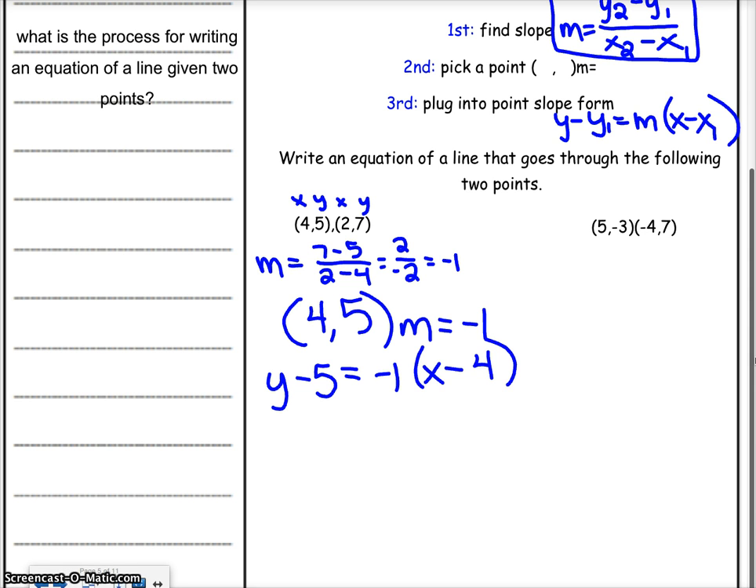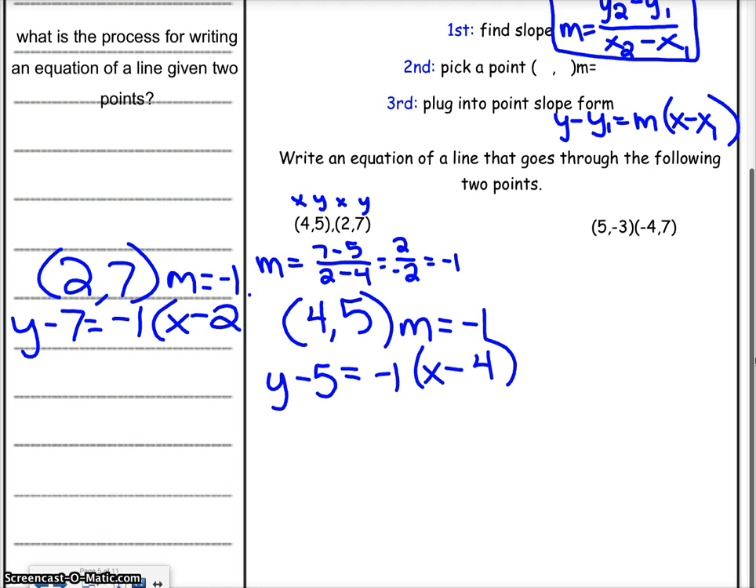Same thing. You could have done 2, 7. It'll look different, but I promise you it is the same. Because I'm going to give you 2 answers tomorrow for your homework. This would look like this. Y minus 7 equals negative 1 times x minus 2. I will give both of these answers as your homework assignment because they do simplify. After we distribute, they do simplify to the same thing.